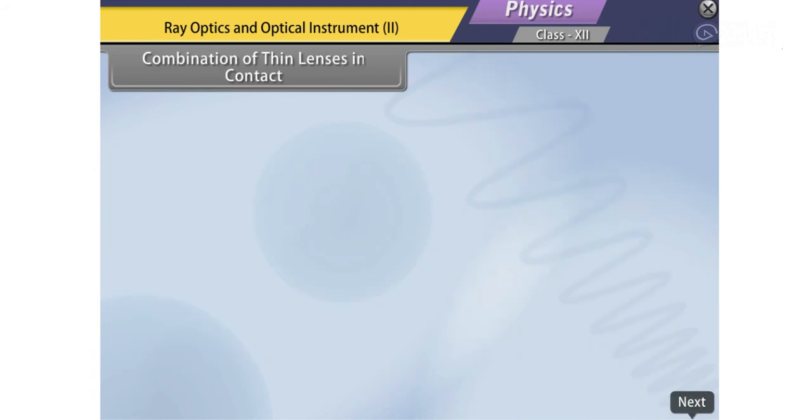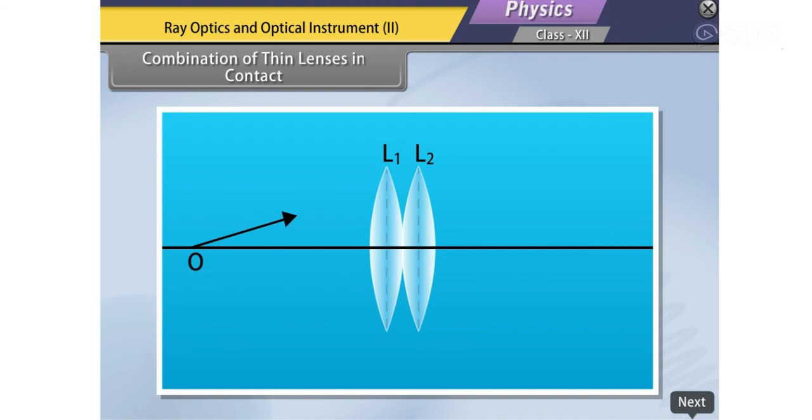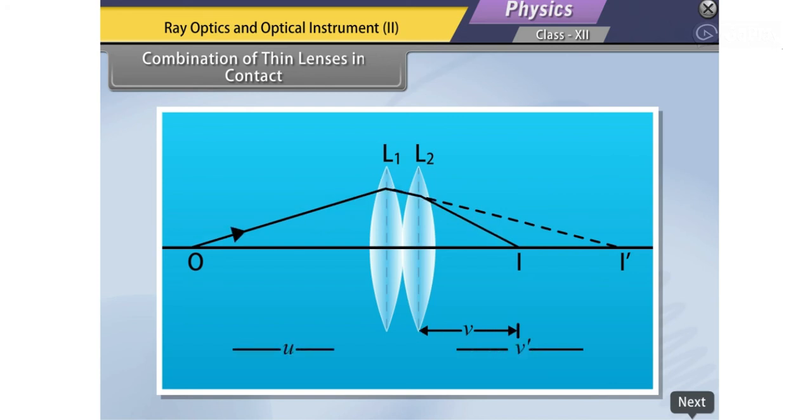Combination of thin lenses in contact. Suppose two thin convex lenses L1 and L2 are placed in contact in such a way that they have the same common axis. The focal lengths of the lenses are f1 and f2 respectively, and the medium is the same on both sides of the lenses. O is a point object on the principal axis at a distance u from the first lens, L1. The lens L1 deviates the rays towards I'. That is, I' is the image formed by the first lens L1 alone.